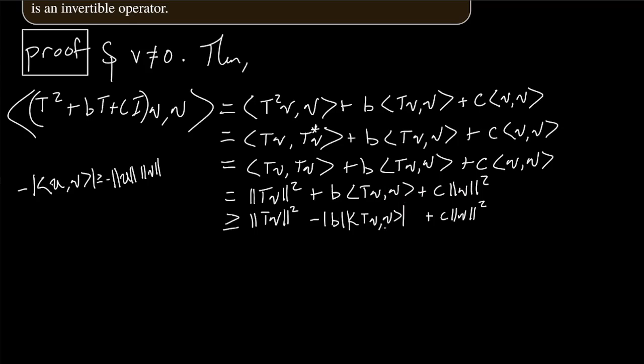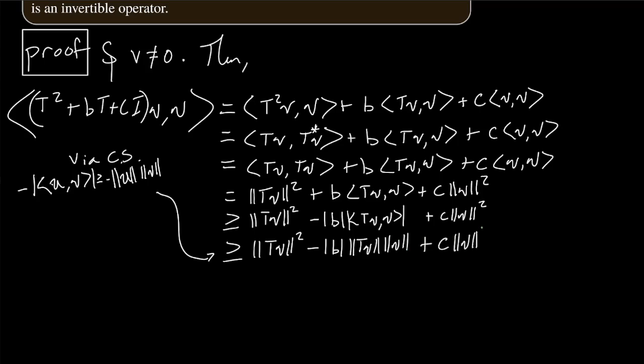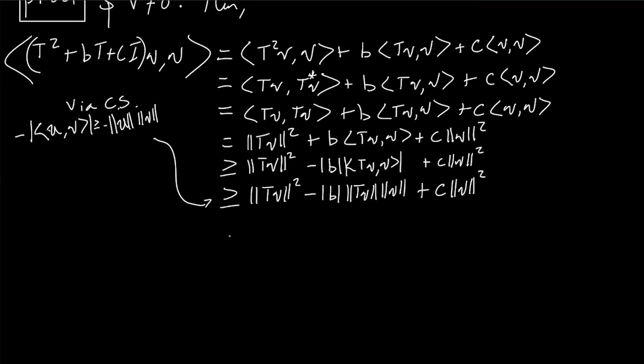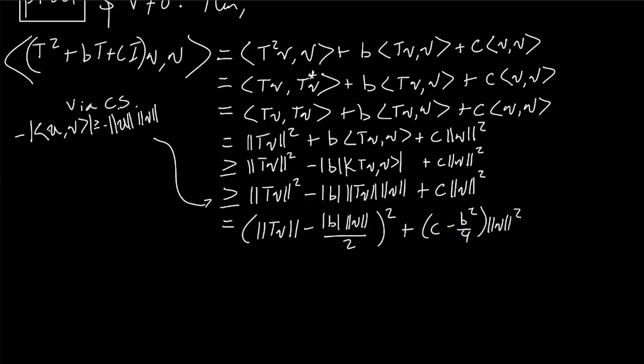Okay, but this sets me up to use Cauchy-Schwarz here to say that this is bigger than or equal to the norm of TV squared minus the modulus of B, norm TV, norm V, plus C norm V squared. But now this looks pretty much like some quadratics. Let's do a little bit of completing the square. Would you agree that this is equal to, and I'll just write it out really quick, norm TV minus modulus of B norm V over 2, squared, plus C minus B squared over 4, norm V squared?